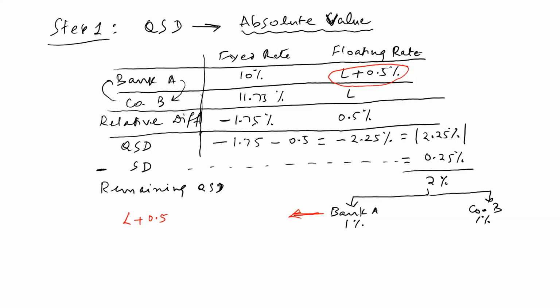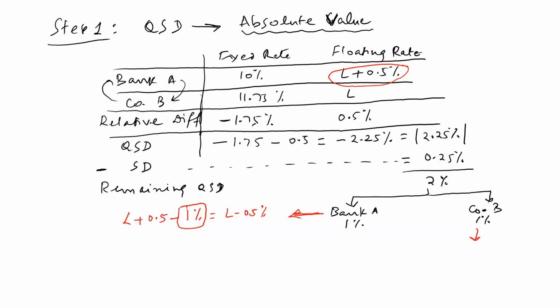So after the swapping arrangement is done, it should not pay more than, let's give them 1% saving, 1% benefit. They should not pay more than LIBOR minus 0.5%, right? Because this is the 1% benefit that we are giving them, the 1% saving that they will have out of the swapping arrangement. So they should, at the end of the swapping arrangement, not be paying more than LIBOR minus 0.5%. What about Company B?